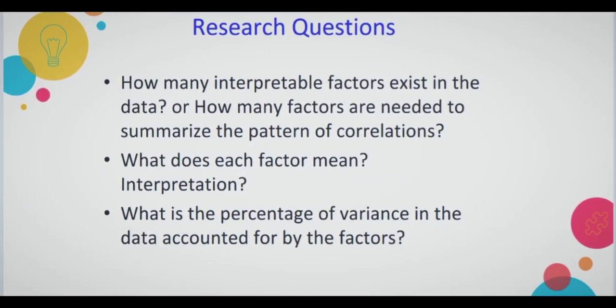Usually the research questions that can be answered using factor analysis are, for example: how many interpretable factors exist in the data, or how many factors are needed to summarize the pattern of correlation. For this you will look at how many factors are needed to summarize the variables or correlation. What does each factor mean? You can interpret the factor meaning. We can also use factor analysis for that.